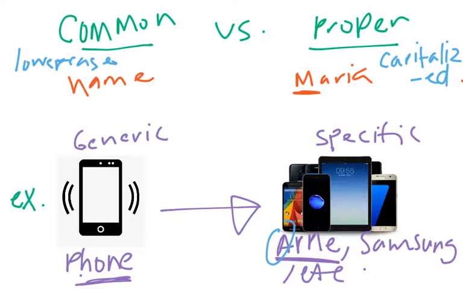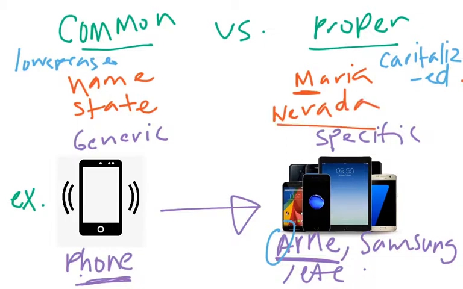Now let's talk about one more example. For example, state. In the United States, we have 50 states. Well, that's a common known fact. We have states, and it's a generic noun. But what if you want to talk about one specific state? For example, let's say Nevada. That is a specific state. Or if you want to say Texas or California or Oregon or practically any other state, New York. You name it. So these are some examples of common versus proper nouns.